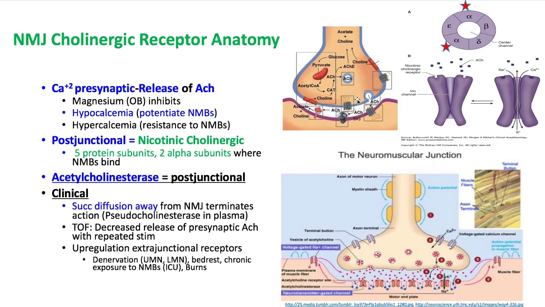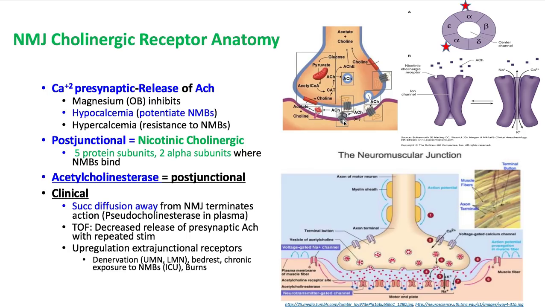Postjunctionally is the nicotinic cholinergic receptor, which is where acetylcholine binds. Now those little presynaptic vesicles have to be released, cross the junction, and bind to that 5-protein subunit nicotinic cholinergic receptor. The 2 alpha subunits of that 5-protein subunit are especially important. That's where succinylcholine binds, that's where rocuronium binds, that's where acetylcholine binds, and causes the channel, the nicotinic cholinergic receptor channel, to open, sodium to go in, and potassium to go out.